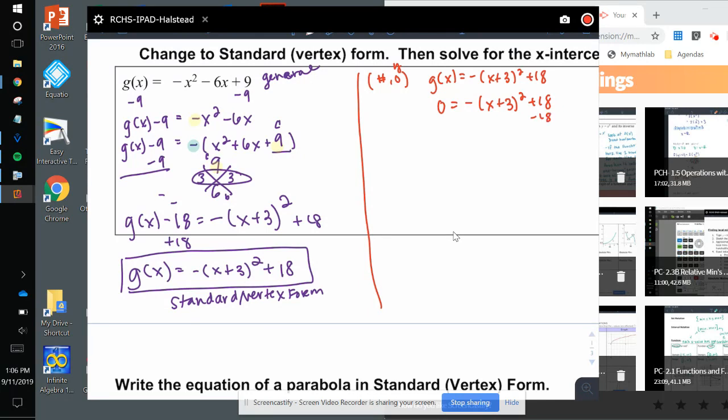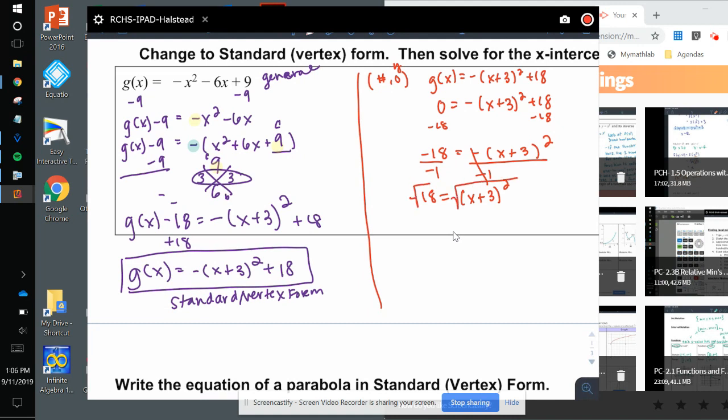Okay, subtract 18 from both sides. Negative 18 is equal to negative times (x plus 3) squared. I'm going to divide by negative 1, so I get 18 is equal to (x plus 3) squared. I'm going to square root both sides.